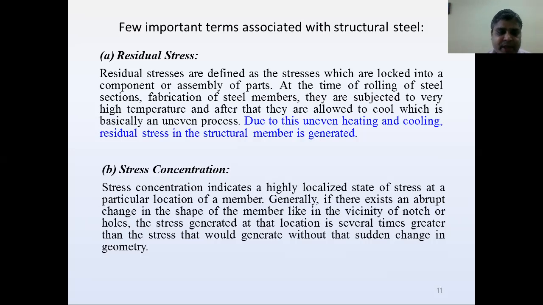The second one is stress concentration. Stress concentration indicates a highly localized state of stress at a particular location of a member. Generally, it occurs if there is an abrupt change in the shape of the member, like in the vicinity of a notch or holes, and the stress generated at that location is several times greater than the stress that would be generated without that sudden change in geometry.